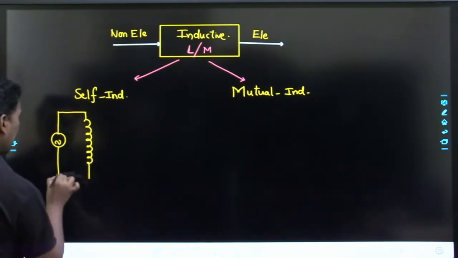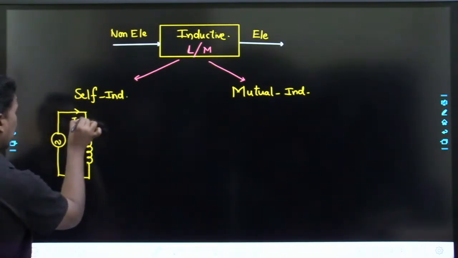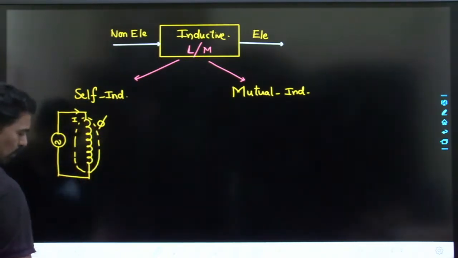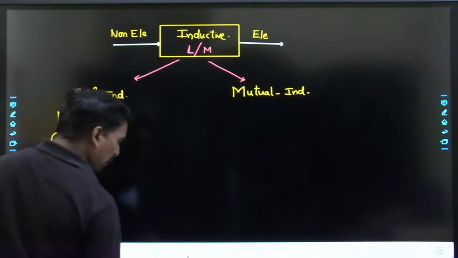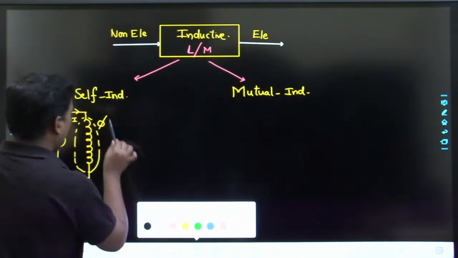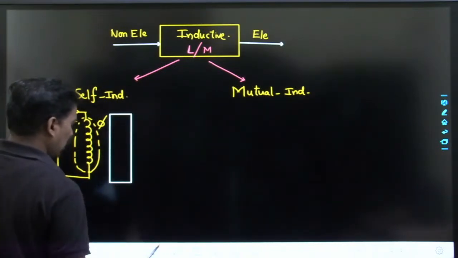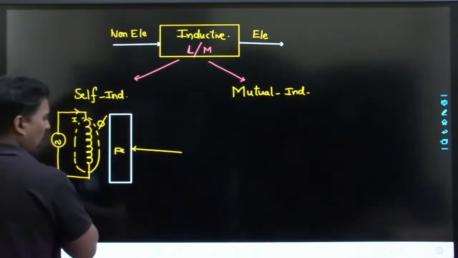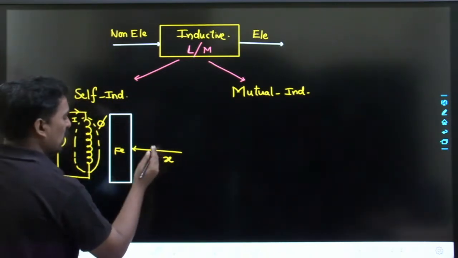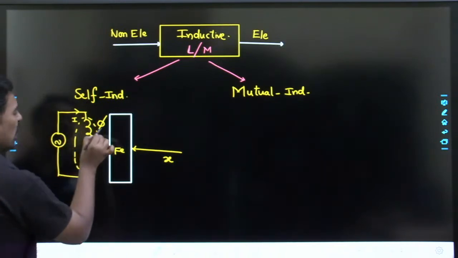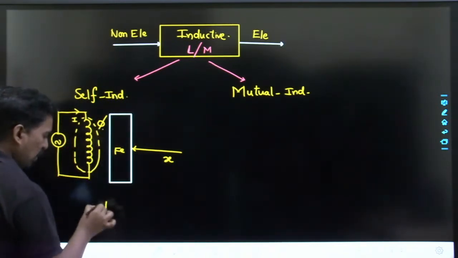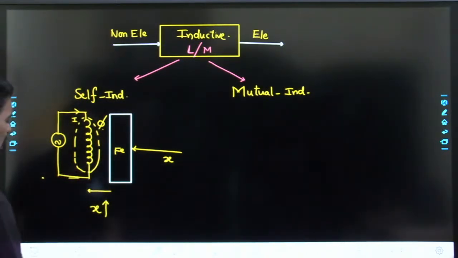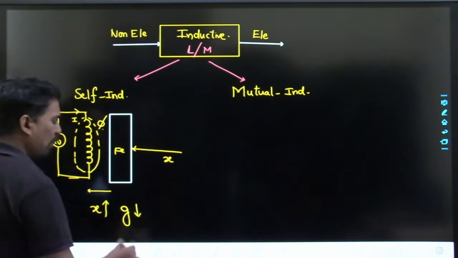Self-inductance is a property of a single coil. Whenever a current travels around this coil, some magnetic flux is generated. Now if you bring a ferrous piece of iron nearest to this coil, applying displacement toward the coil, there is a change in flux. If displacement is increasing towards this side, the air gap is going to decrease.